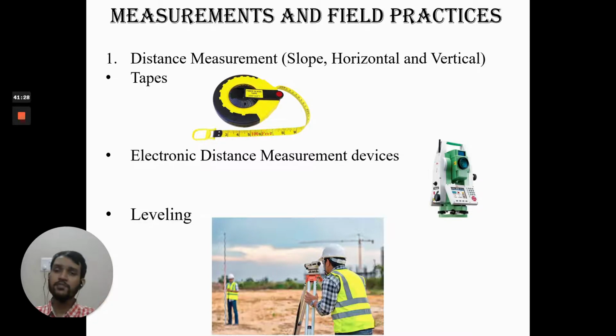So this is basically the technique of leveling, and it is very much used. Okay, because we can find the elevation of points that are located very much further apart.